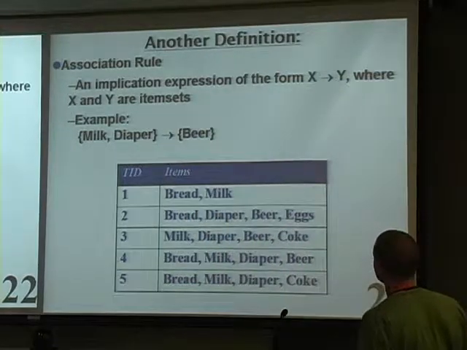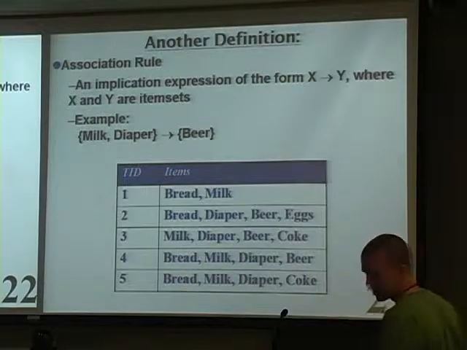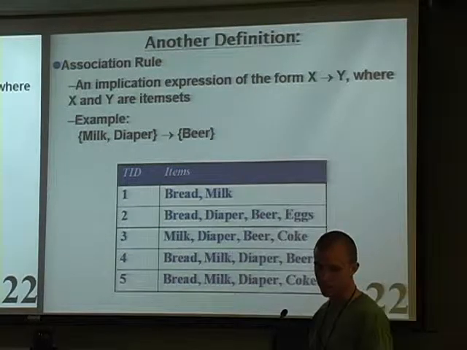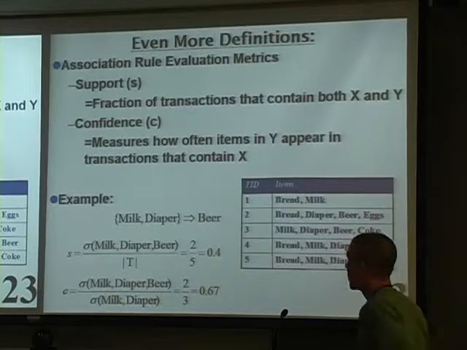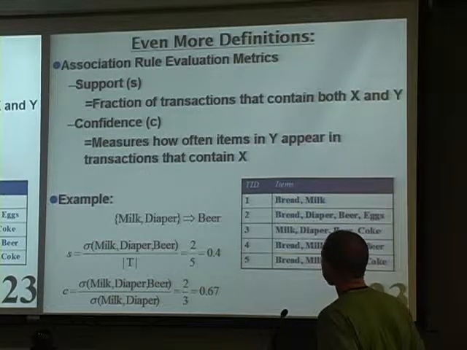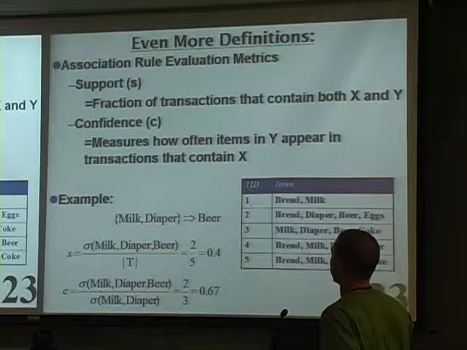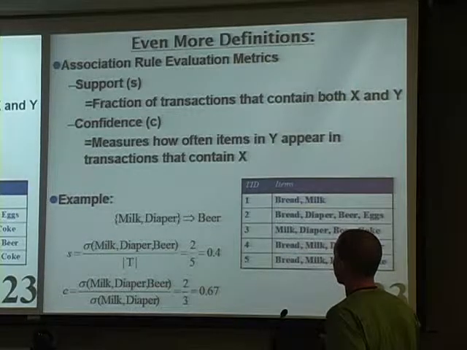X and Y are both item sets, and you write it as X implies Y. I think that's what an association rule is. Okay, how do we evaluate association rules? Well, there's two metrics that your book uses, and they use these in conjunction with each other. One is the support, and the other is the confidence.